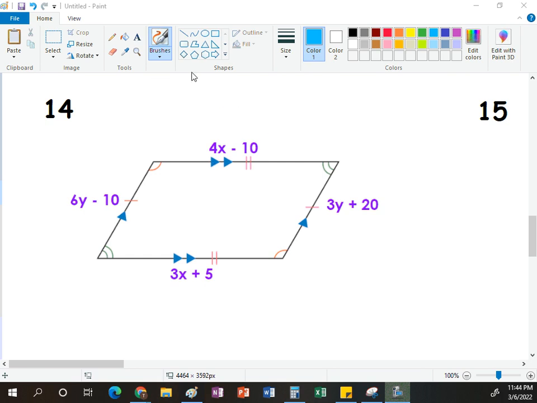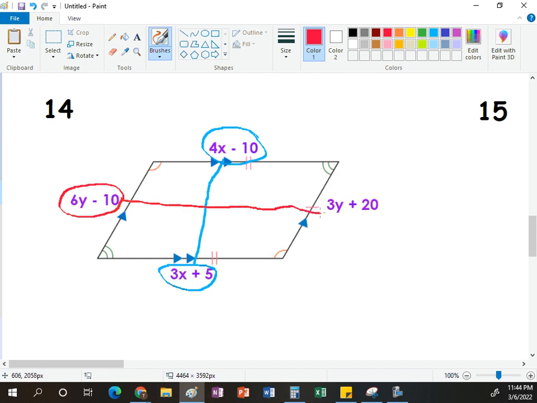Problem number 14 says it's a parallelogram, and a parallelogram has a simple pattern where opposite sides are congruent. So this top part, 4x minus 10, has to be equal to the bottom part, 3x plus 5. These two are going to be equal. Put an equal sign between them and solve for x. Likewise, the left and the right sides have to match each other as well. So this 6y minus 10 has to be equal to the 3y plus 20. Set those equal to each other and solve for y as well.